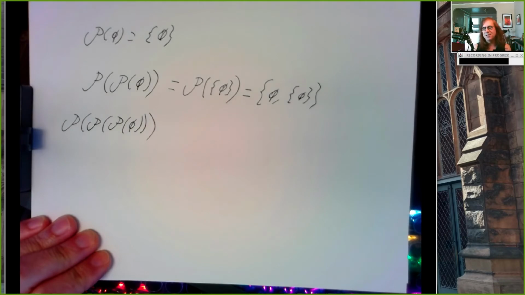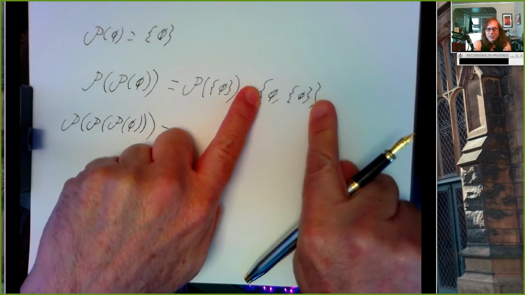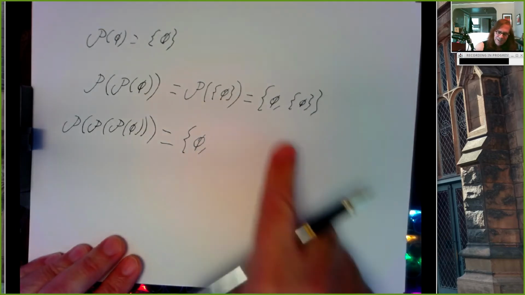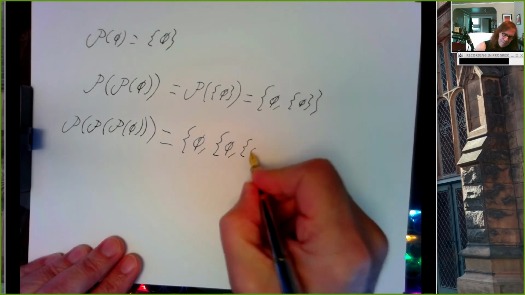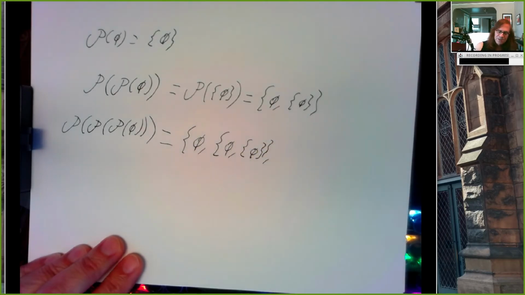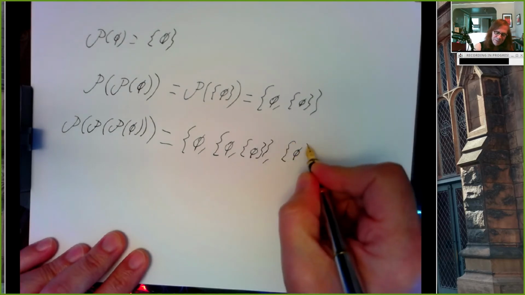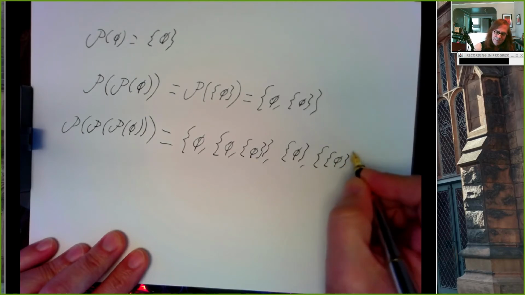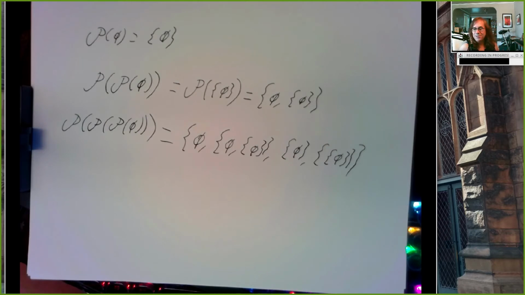I can take the power set of the power set of the power set of the empty set. And I'm just looking for subsets of this collection of two objects. So I know it's going to include the empty set. It's going to include this set itself. And it's going to include a pair of singletons. A singleton containing the first element and a singleton containing the second element. There you go. This will start driving you crazy pretty quickly.